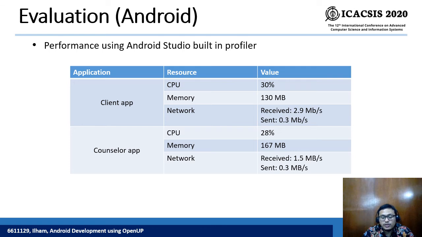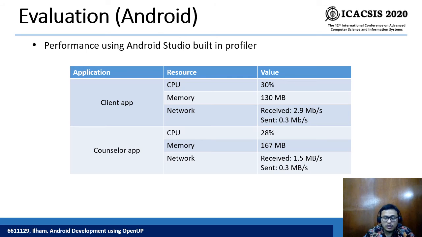For the evaluation of the Android application, we measured the performance using the Android Studio built-in profiler for both apps. There are three measurements: CPU, memory, and network, and you can see the results. These are the peak performances monitored by the Android Studio profiler. And the peak performances, if I am analyzing it, were mainly caused by image processing, such as uploading or downloading images.